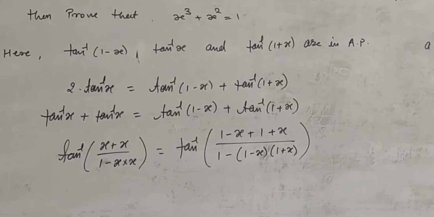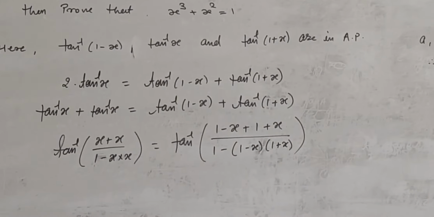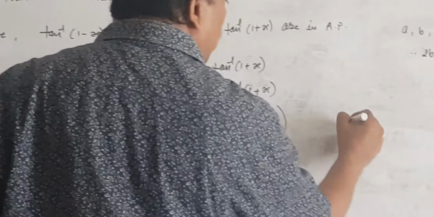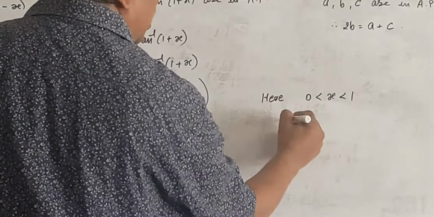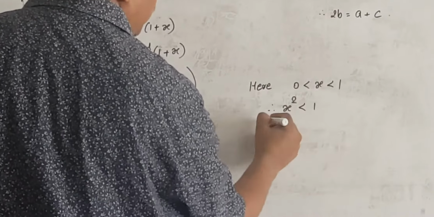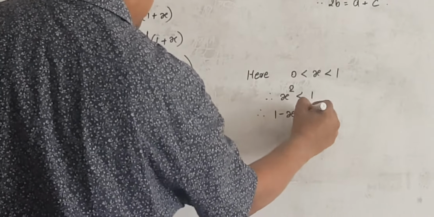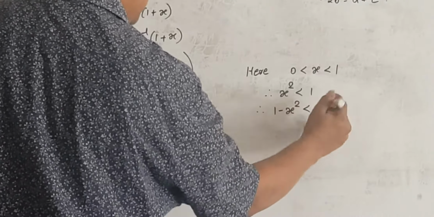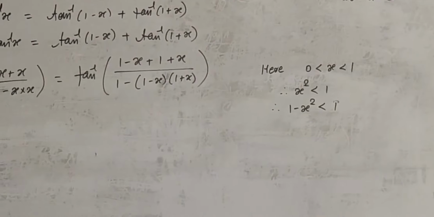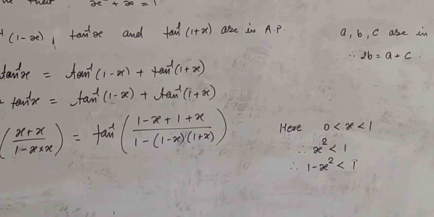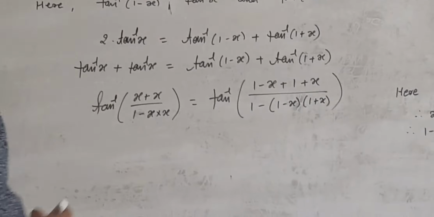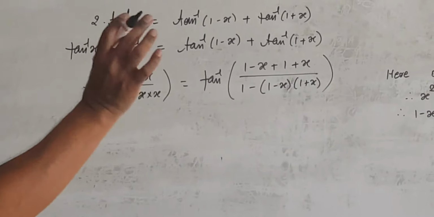I hope you are clear about this. See, here you can also make a note: 0 < x < 1. So therefore x square is smaller than 1, so therefore 1 minus x square is smaller than 1. Okay, so this product will be smaller than 1, so we are not using pi here. Now tan inverse is a function in a specific interval.